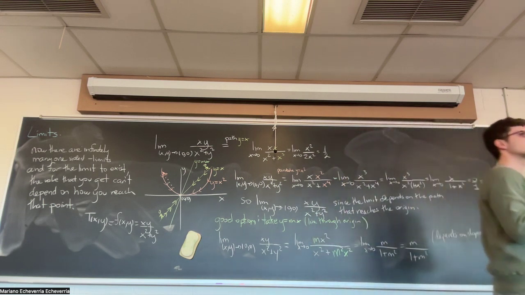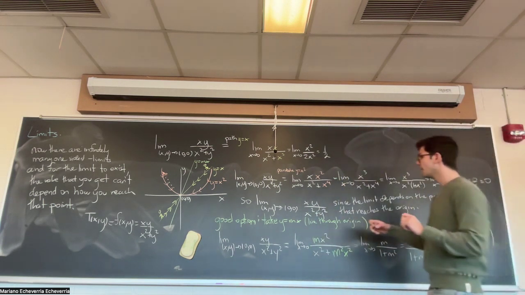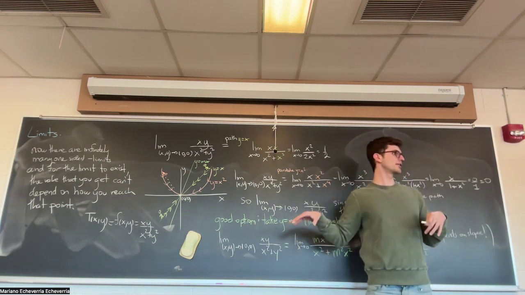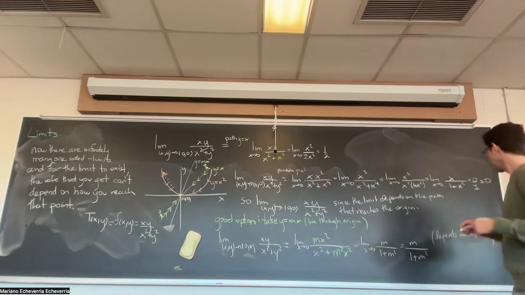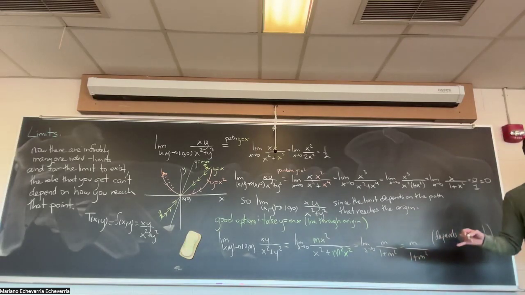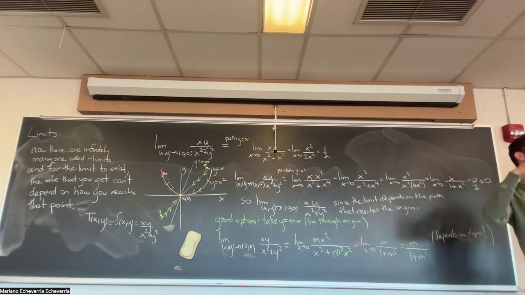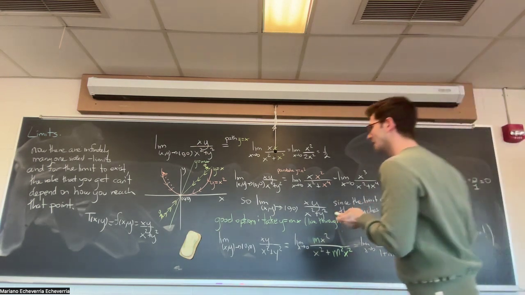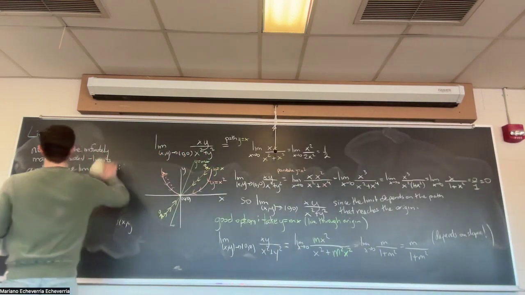All I'm trying to say is that writing it in this format allows you to try infinitely many lines at once. That's a cool thing about this method. The idea is that if the answer depends on m, there's no way for this limit to exist, because you just start playing with different values of the slope and get different answers. So the idea, let me write it down here.